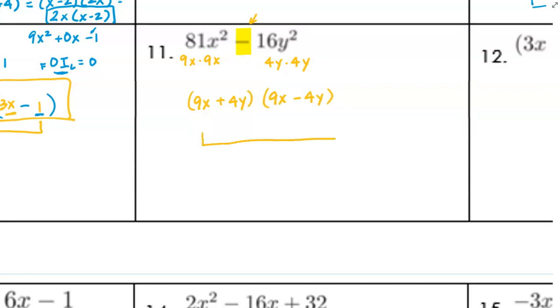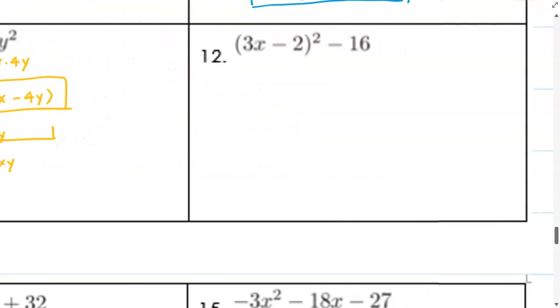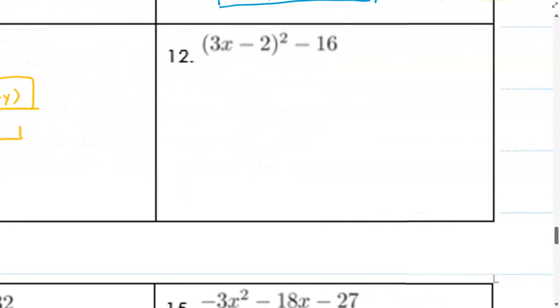And once again, if I test it, if I do the outer, it's going to be negative. It's 9 times, I think it's 36xy. And the inner is going to be positive 36xy. So the middle term goes away. Okie dokie. So once again, two terms separated by a negative.